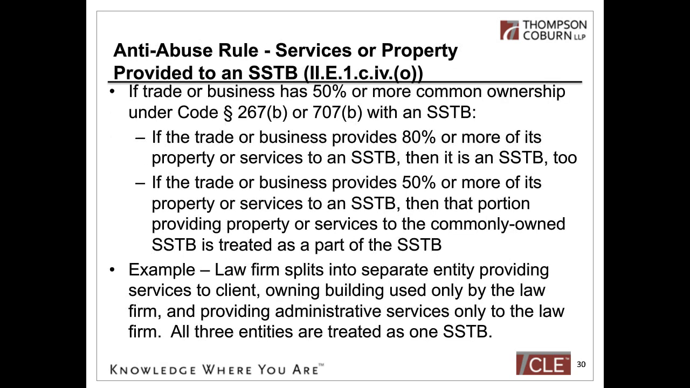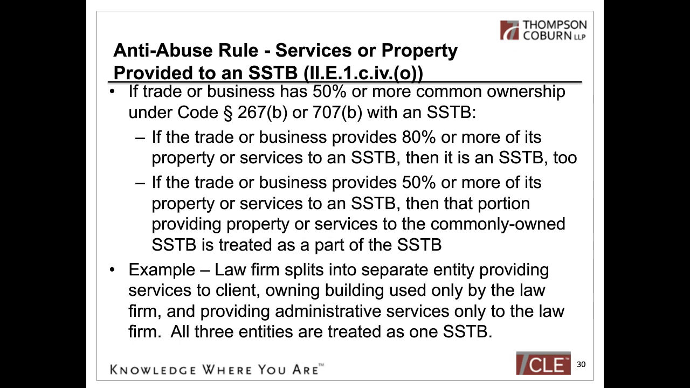So on slide 30, this is going against that crack and pack. So if you have common ownership, 50% or more, between the two entities that own the trade or business, and the trade or business provides too much of its services. I'm sorry, if the SSTB provides too much of its services to the SSTB, then it's an SSTB. So actually, there's a typo on this slide.